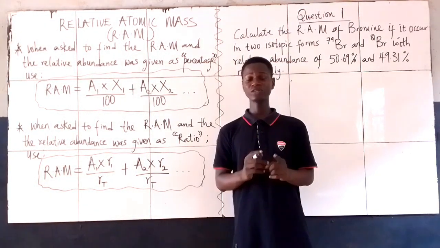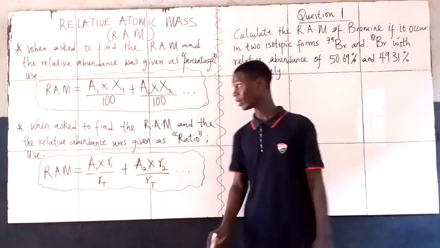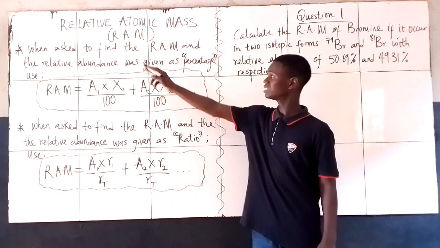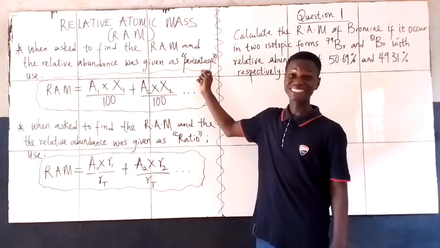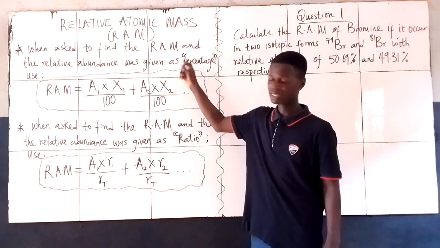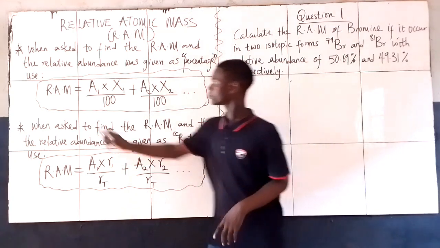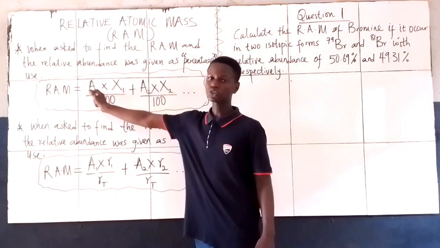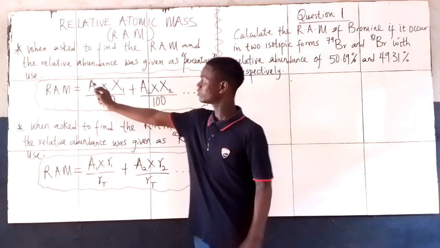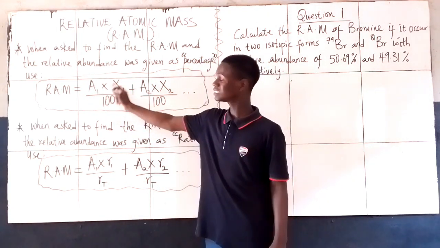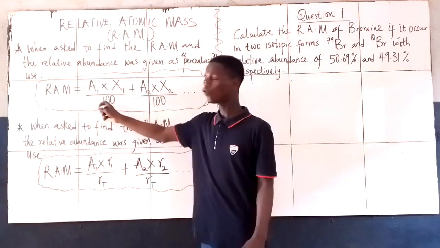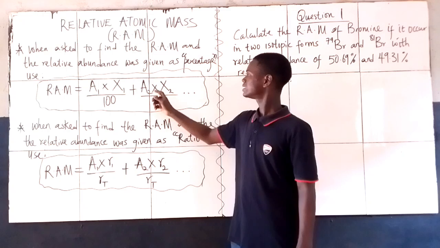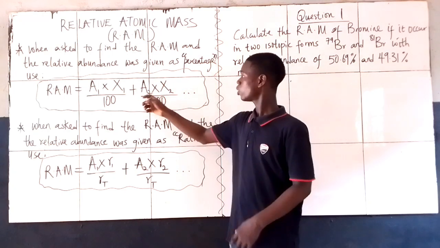Now before you start solving, there are some key facts you should have at the back of your mind. One, when asked to find the relative atomic mass, and the relative abundance was given as percentage. Emphasis on what? Percentage. What is the formula to make use of? R.A.M, that is the relative atomic mass, is equal to what? The atomic mass of the first isotope, represented as A1, times the percentage of the first isotope over 100, added to the atomic mass of the second isotope times the percentage of the second isotope over 100.